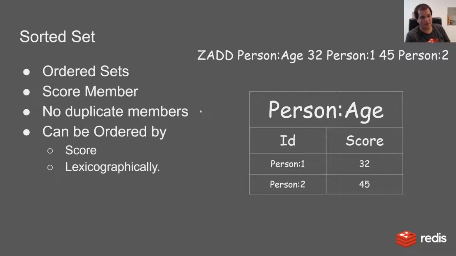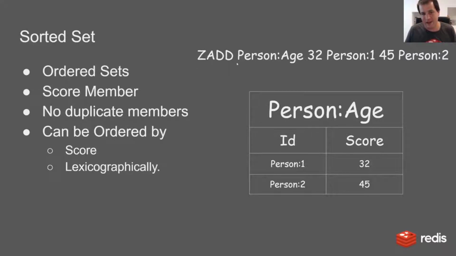Sorted sets are really similar to sets, in that they are also sets, but instead of just being an unordered set of members, they are, as the name suggests, sorted. So you can store things like numeric data or even lexicographic data in sorted sets. Sorted sets are very similar to sets in the commands that they expose, except they all start with Z instead of S.